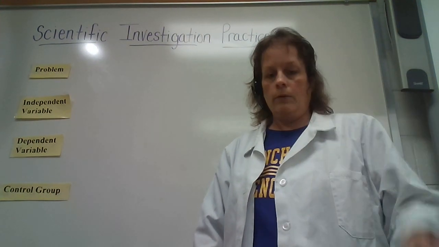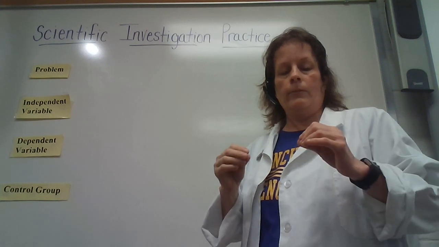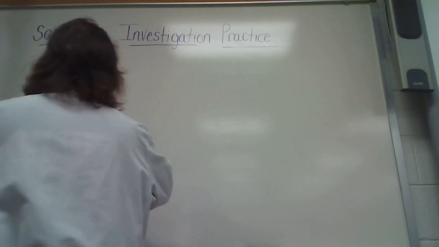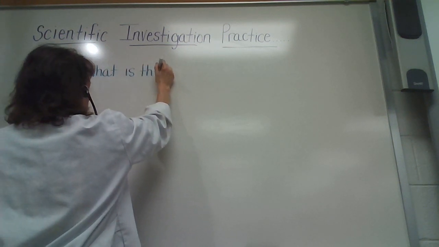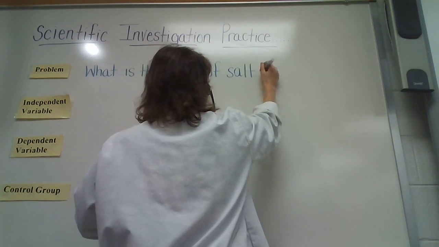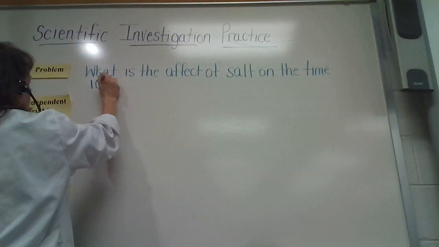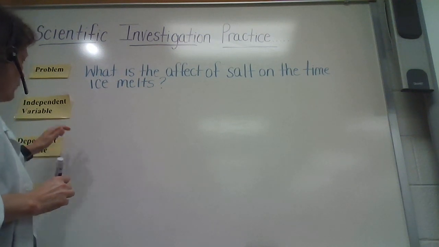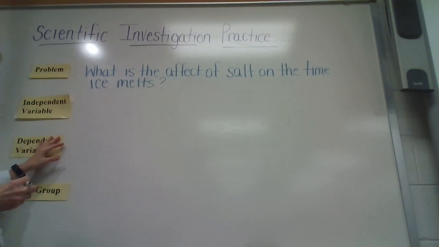Okay, hopefully you had a chance to go through and figure these things out, or at least try. When you write a good problem, you're going to have both the independent and the dependent variable within the problem. So, for this one, you could have had something like: what is the effect of salt on the time ice melts? Question mark, because it is a question. You could have written it a slightly different way, but I'm going to show you in a minute how this has both the independent and the dependent variable in the actual problem.